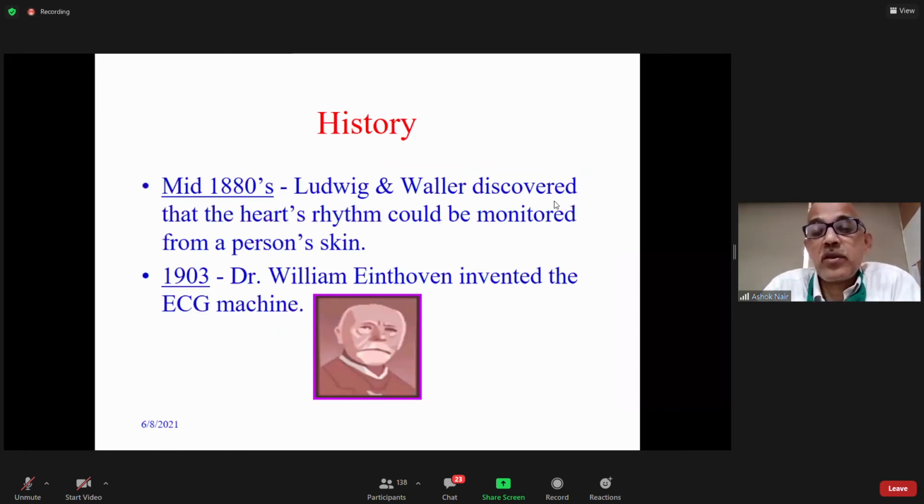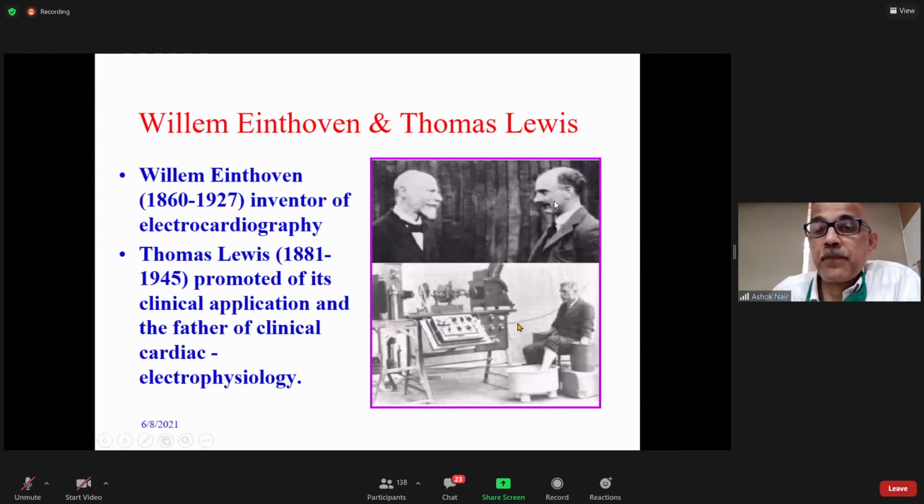A brief history is worth knowing. Ludwig and Waller discovered that the heart has a rhythm which could be monitored from a person's skin. Willem Einthoven is the one who invented the ECG machine. This is his ECG machine, this huge electrocardiograph machine which he invented. Thomas Lewis promoted the clinical application of ECG, so he is considered the father of cardiac electrophysiology.